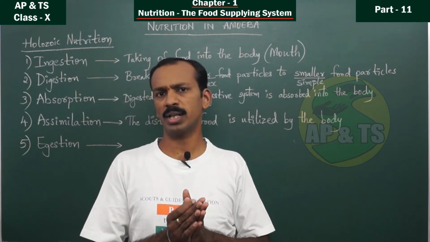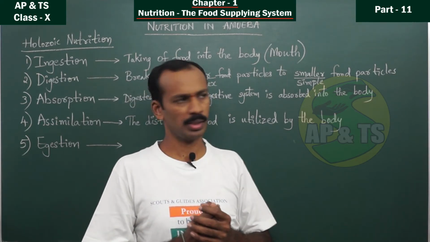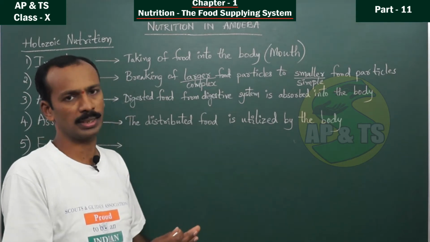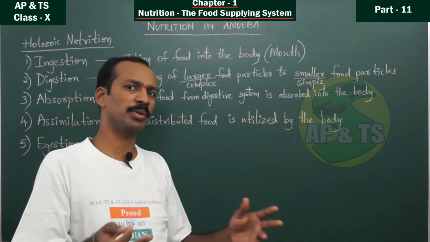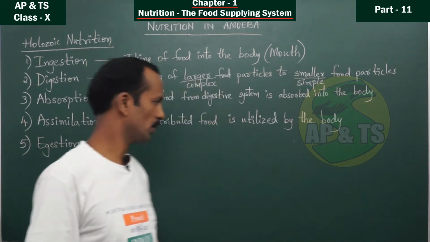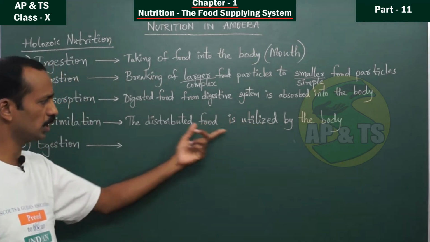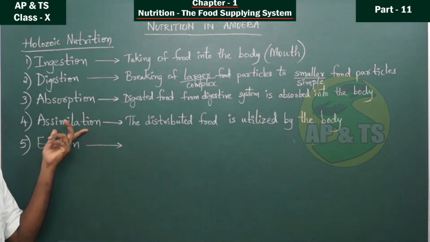What is respiration here again? Breaking of food molecules into pieces. That means whatever the distributed food is there, that will break and energy is released, and ultimately that energy will be used by the body. So that distributed food is utilized by the body. The utilization of distributed food is called assimilation.